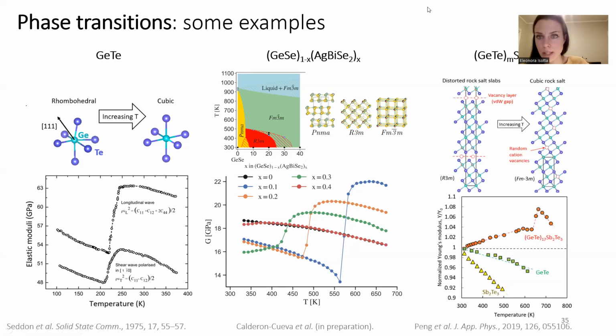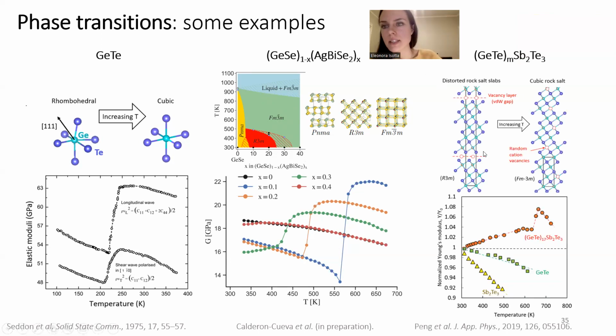A final case that I would like to present is this case here of alloys of germanium telluride with antimony telluride. So in this case, still from the group of Professor Zevalkink, they realized that this system does not have the classical decrease in elastic moduli with temperature that we would expect, that we have seen for a number of compounds, but elastic moduli actually increase with temperature.